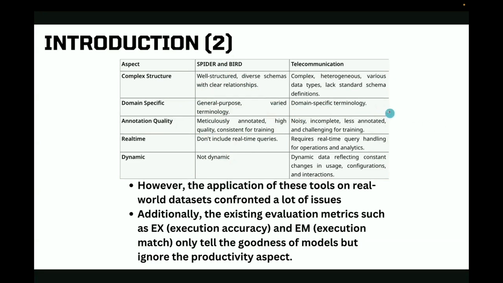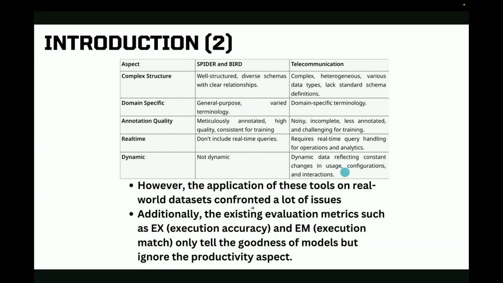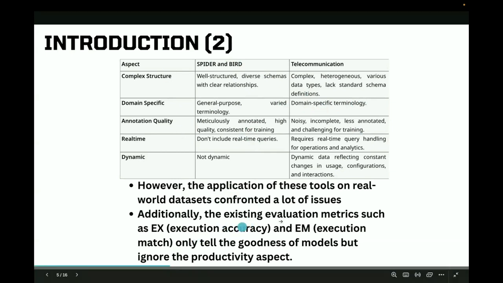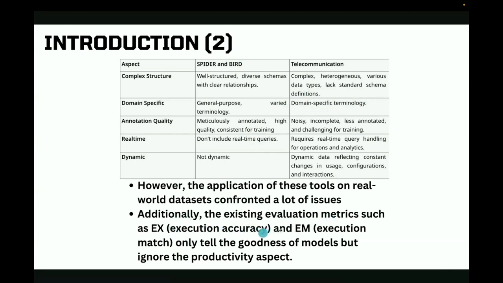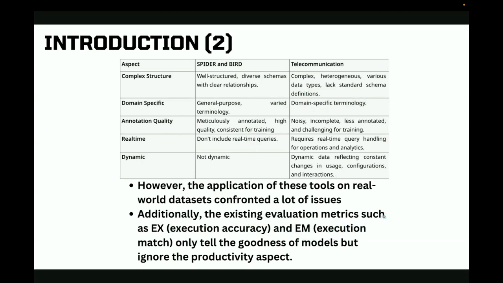So it is very hard for us to migrate some traditional methods and apply them directly to our real-world data set. Additionally, currently we only evaluate these models with metrics like execution accuracy and execution match. Even though they are helpful, they can only tell you how good a model is, and they don't capture productivity or how it is going to help the company, which is the key information that we want to see in a company setting.